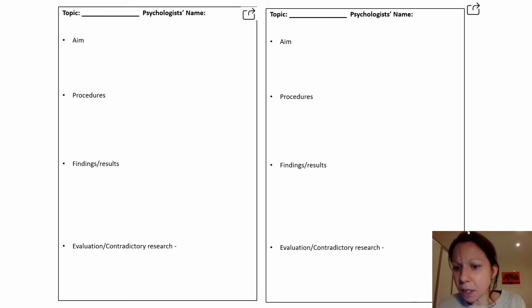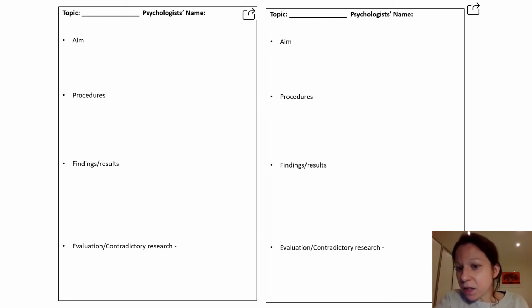So where did it take place? What type of monkeys did he use? What did he set up? You know, what about the surrogate mothers, the cloth, the wire? That's where we put all that detail about what they actually did. Then what did they find? And as a result of that, what conclusions can we draw?